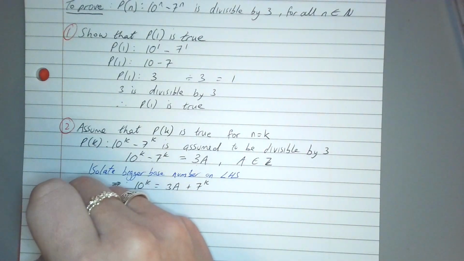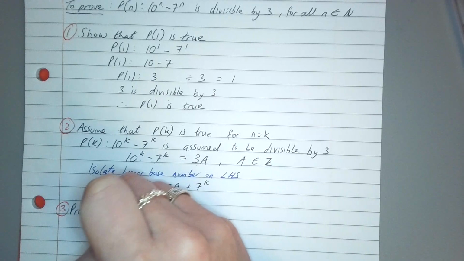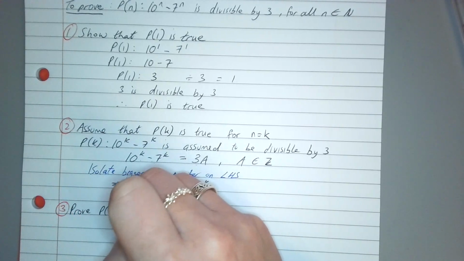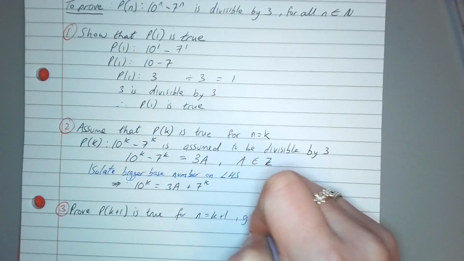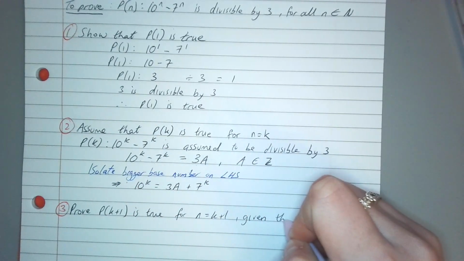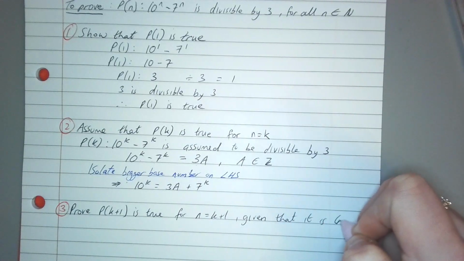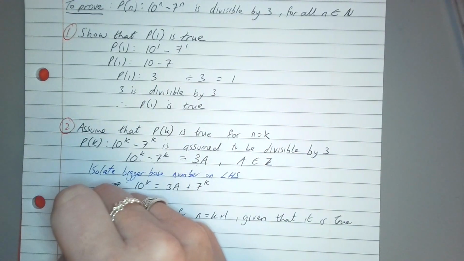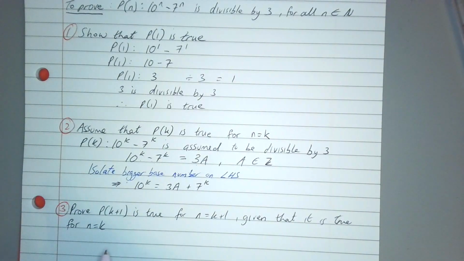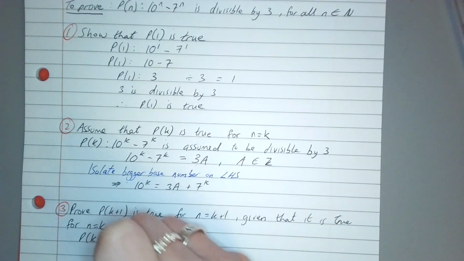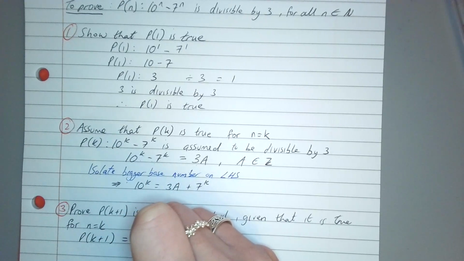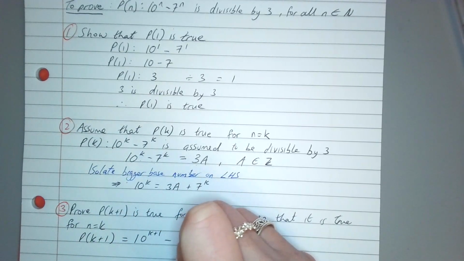So step 3 is proving that the proposition of k plus 1 is true for n equal to k plus 1, given that it is true for n is equal to k. And we're going to sub in k plus 1 into wherever k is. The proposition of k plus 1 is equal to 10 to the power of k plus 1 minus 7 to the power of k plus 1.